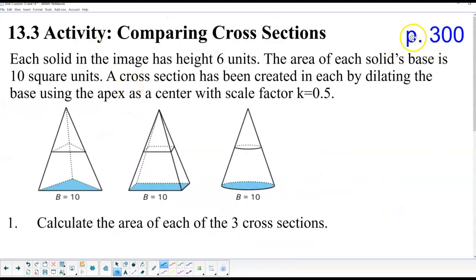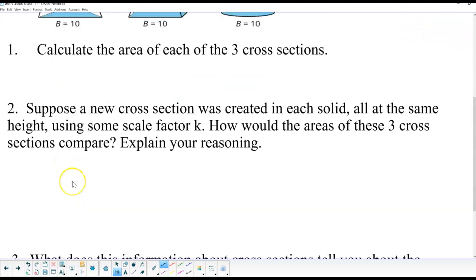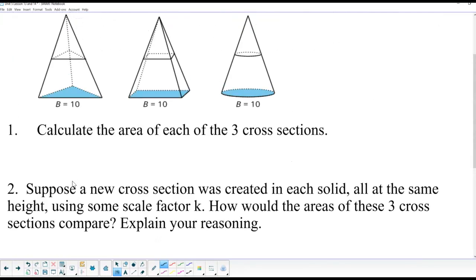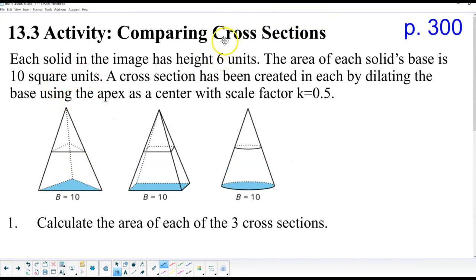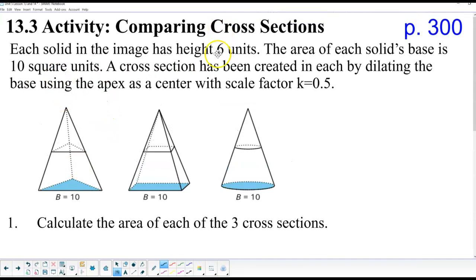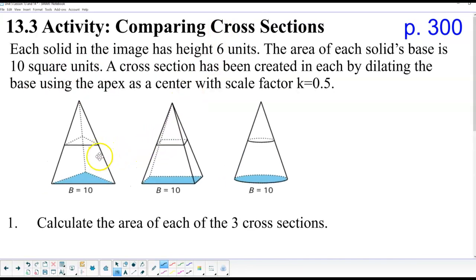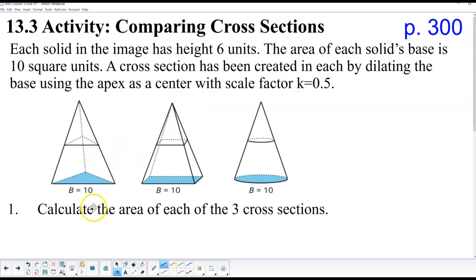All right, please turn to page 300 and work through problems 1, 2, 3, and 4 using our idea that we just talked about. And the sub will press pause and give you guys about 5 minutes to work on this.